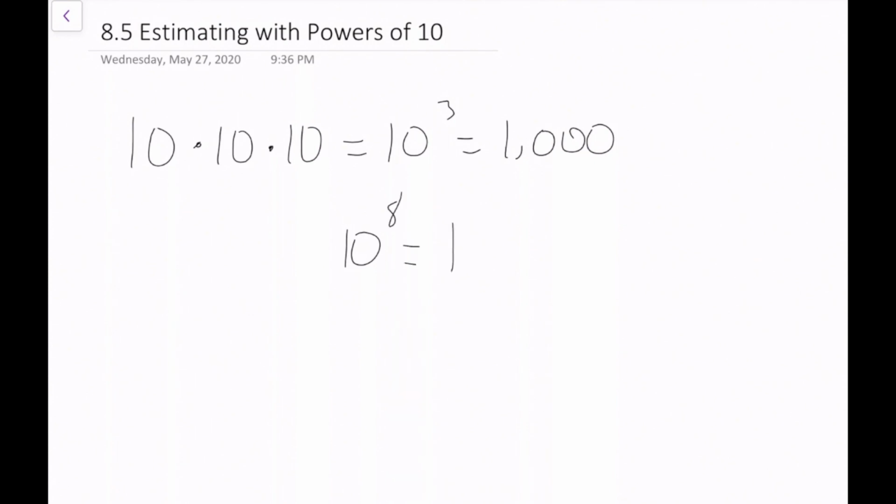I just put a 1, and then I put 8 zeros, because that's the same thing as 10 times 10 times 10, and then 5 more 10s being multiplied. So that's 1, 2, 3, 4, 5, 6, 7, 8 zeros. Perfect. So 10 to the 8th power is 100 million.